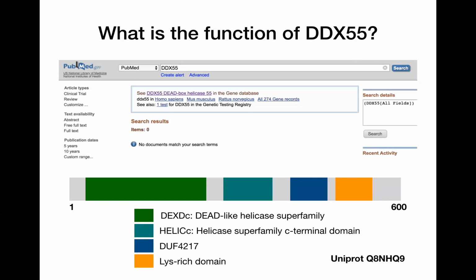But being an RNA helicase from the DEAD-box family, we know that many of these RBPs play important roles in RNA metabolism, in splicing, transport, ribosome biogenesis, decay, etc. DDX55 is in fact conserved down to yeast, where it's called SPB4. And in yeast, it's been shown to localize to the nucleolus, where it's involved in rRNA processing. But in humans, this protein has not really been well studied.